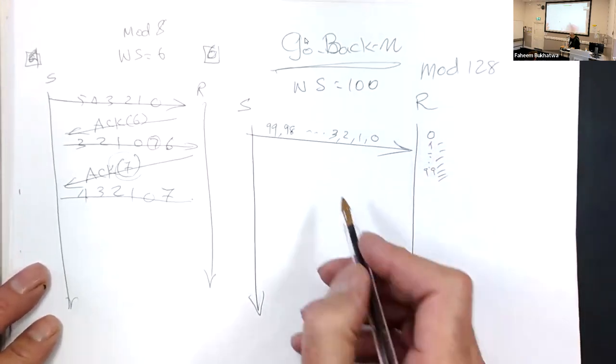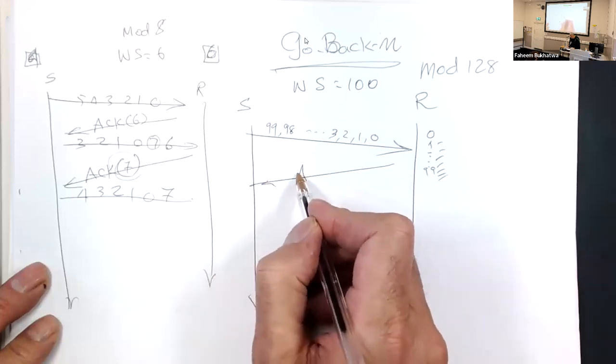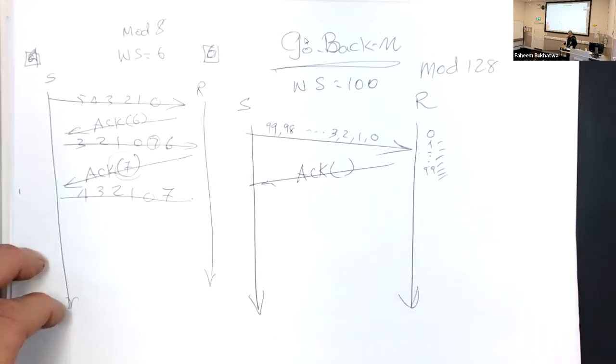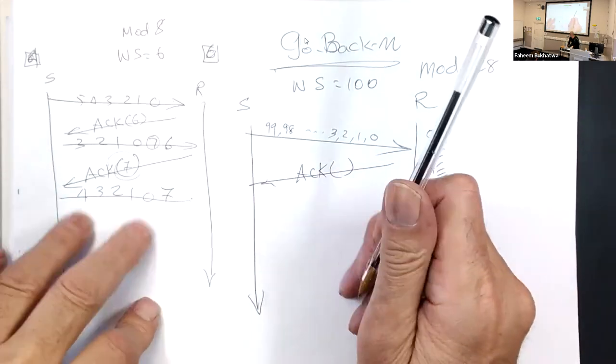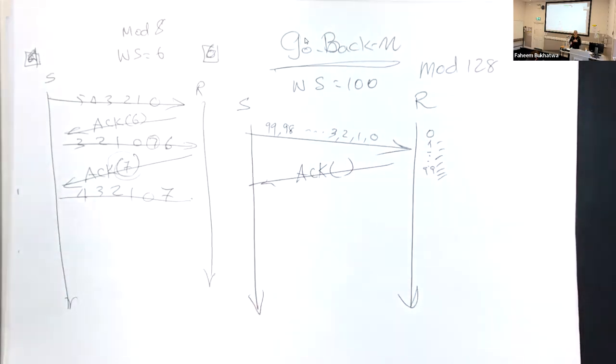If they're all good, we'll send back acknowledgement. What acknowledgement will we send back? If all frames are perfectly received from 0 to 99, we send back acknowledgement 100. What does acknowledgement 100 mean? Thank you. Acknowledgement 100, what does it mean?